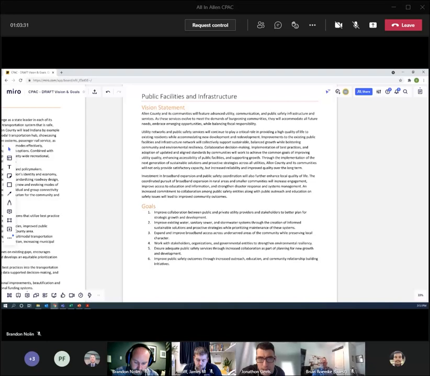3, expand and improve broadband access across underserved areas of the community while preserving local character. 4, work with stakeholders, organizations, and governmental entities to strengthen environmental resiliency. 5, ensure adequate public safety services through increased collaboration as part of planning for new growth and development. 6, improve public safety outcomes through increased outreach, education, and community relationship building initiatives. And that's where that education and awareness comes back through in this goal.